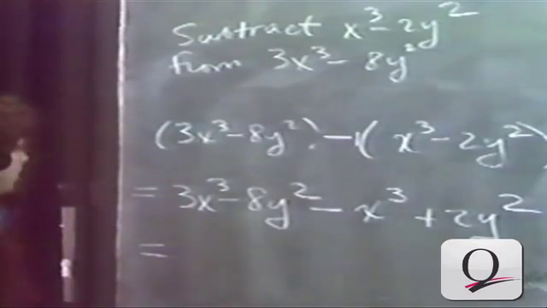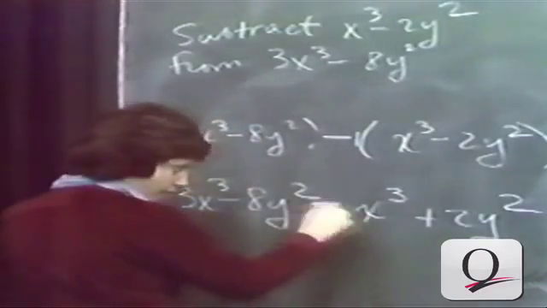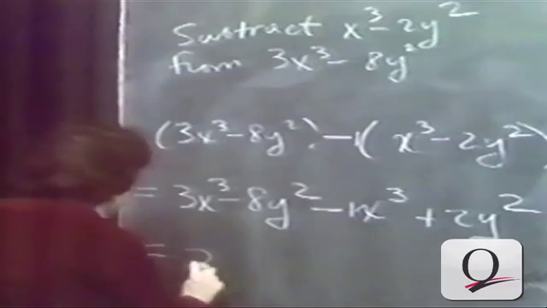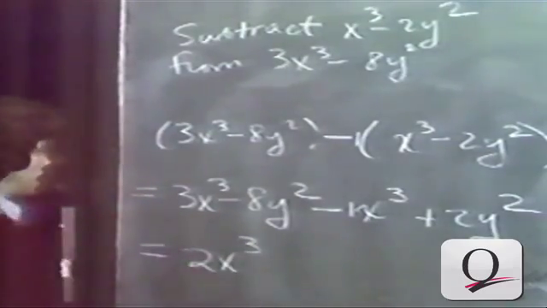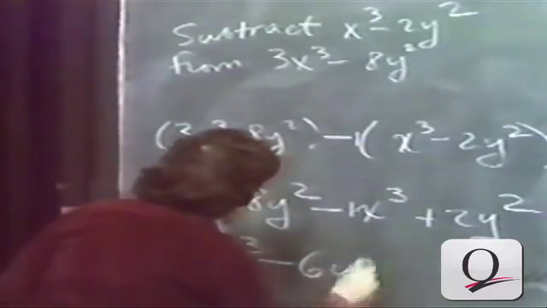Okay, now it's combining like terms all over again. You have 3x cubed, take away 1x cubed. Take away x cubed is really taking away 1x cubed. Okay, giving you 2x cubed. And minus 8y squared plus 2y squared to give you minus 6y squared.